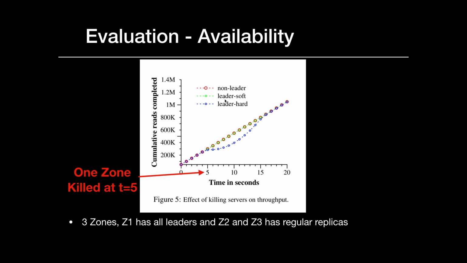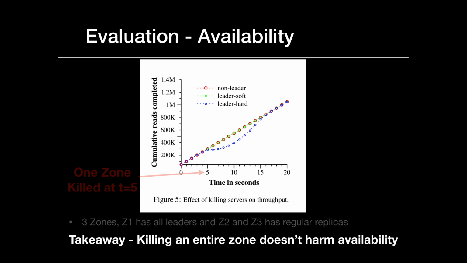Another was where the zone containing the leaders was killed, but the other zones were notified of this, which is leader soft. And the final run they did was where the zone containing all the leaders was killed without notifying the other replicas in the other zone. And this run, this leader hard run, was the only run where they saw a dip in throughput and availability. And so the main takeaway from this is that killing an entire zone does not harm the availability of Spanner, is what they saw in this experiment.